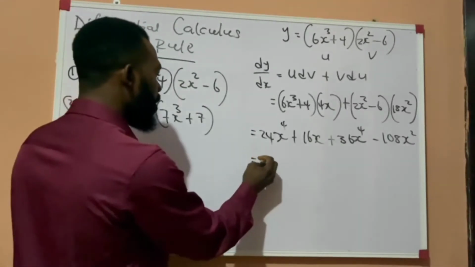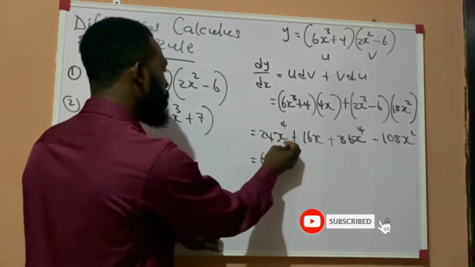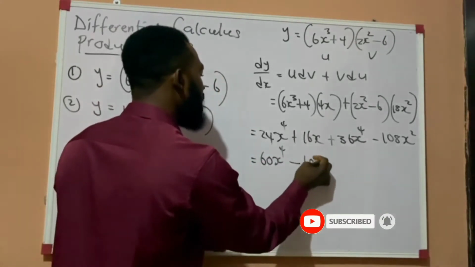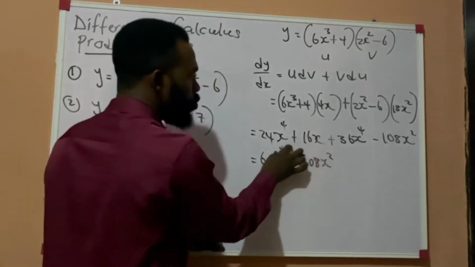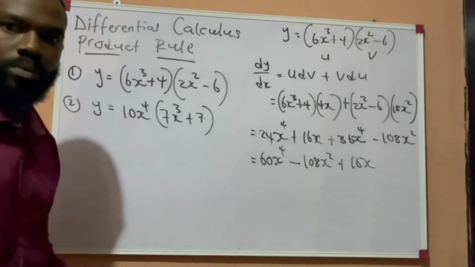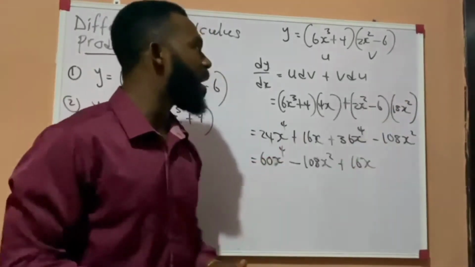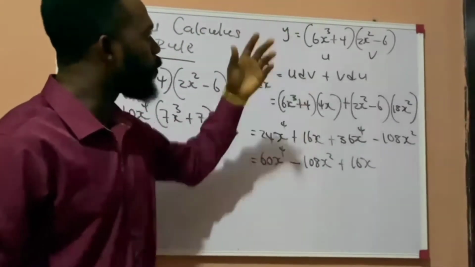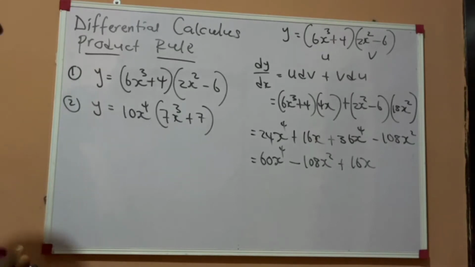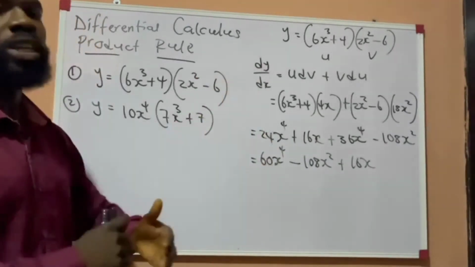Now, 24 plus 36 will give us 60. So we're going to be having 60x raised to the power 4, minus 108x raised to the power 2, then plus 16x. So this becomes the final answer to this question if we should differentiate 6x raised to the power 3 plus 4 and 2x squared minus 6 using product rule.